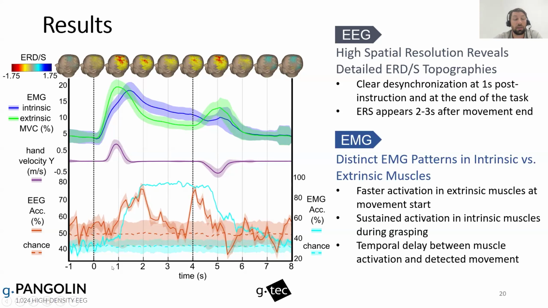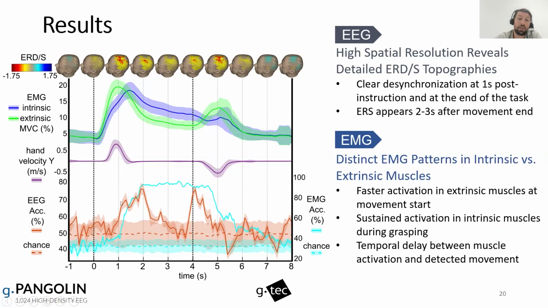And additionally, we did classification of EEG and EMG. And here in orange, we see the EEG accuracy and the chance level in dashed. And we can see the EMG accuracy here in blue and the EEG in orange.